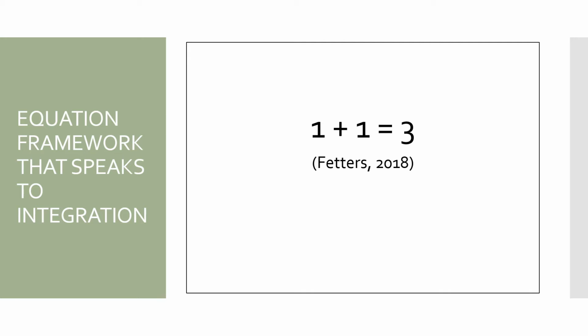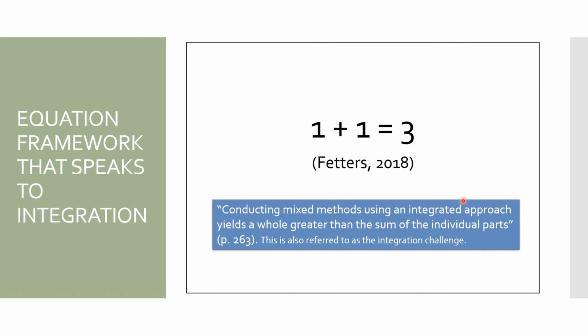Now, mathematically, we can put forward some equation frameworks, and Fetters 2018 speaks about the 1 + 1 = 3 framework. And what is the 1 + 1 = 3? Now we know 1 + 1 really equals 2 mathematically, but when we're talking mixed method research, we're talking about that integrated approach that gives the added value. It's something that yields a whole greater than the sum of the individual parts.